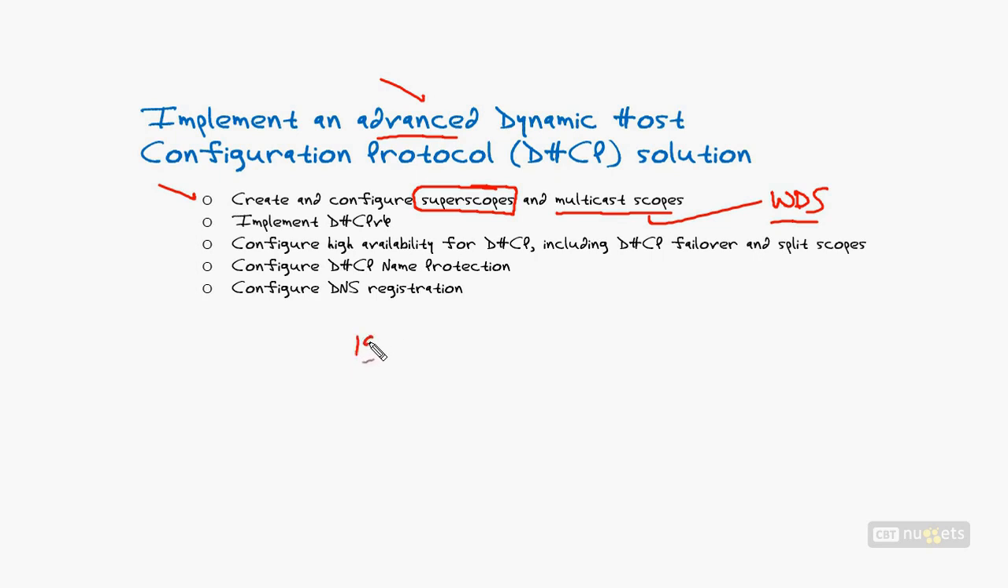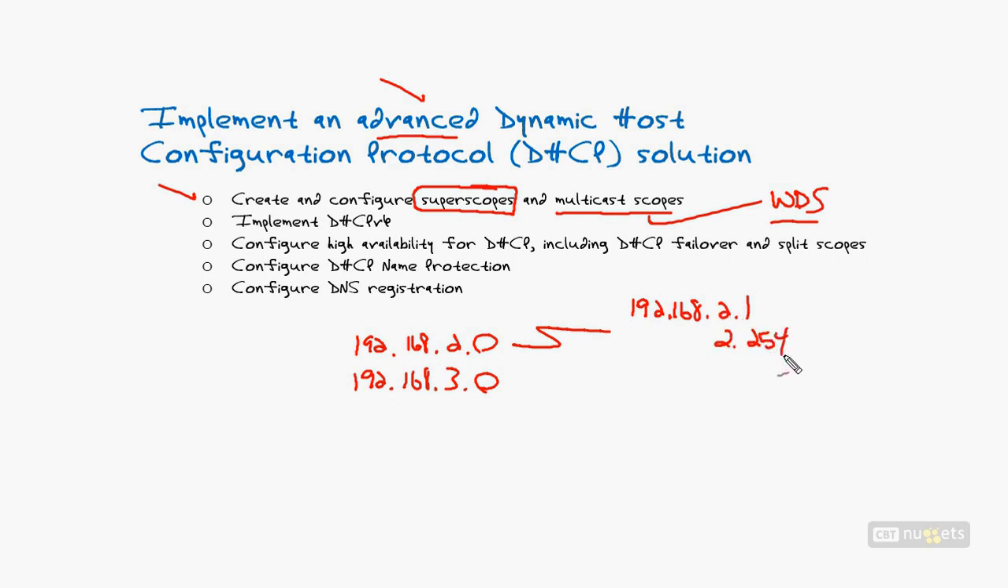So let's assume that you have a scope 192.168.2.0 and 192.168.3.0. Well, in the 2.0 network space, you have potential addresses between 192.168.2.1 and 2.254. You're probably not going to use all of these, but that's how wide the scope could potentially be for this Class C subnet right here.